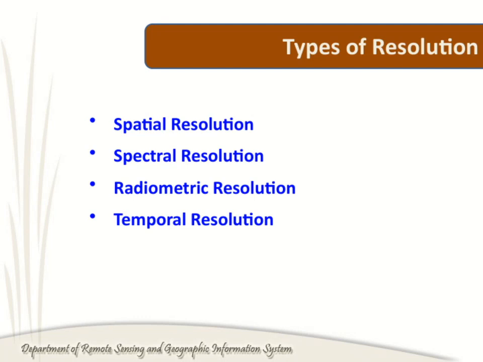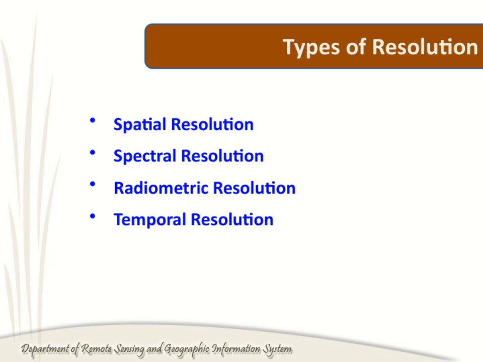Now, let's take a closer look at the different types of resolution that are essential in remote sensing. First, we have spatial resolution, which refers to the smallest detail that a sensor can distinguish on the Earth's surface. Think of it as the level of detail you can see in an image. Higher spatial resolution means finer details. Next is spectral resolution, which deals with the sensor's ability to distinguish between different wavelengths of light. This is crucial because it allows us to identify various materials and features based on their spectral signatures.